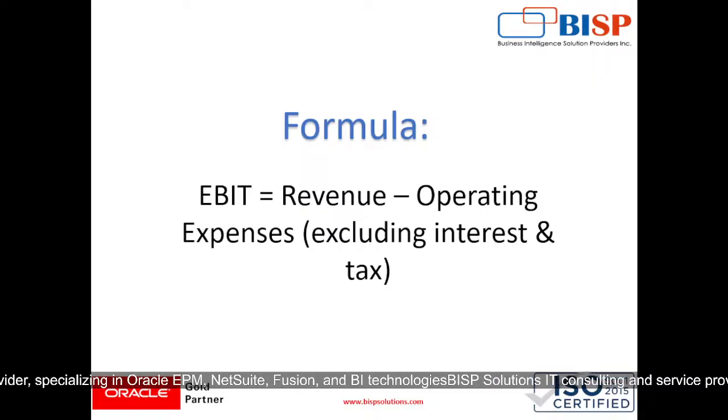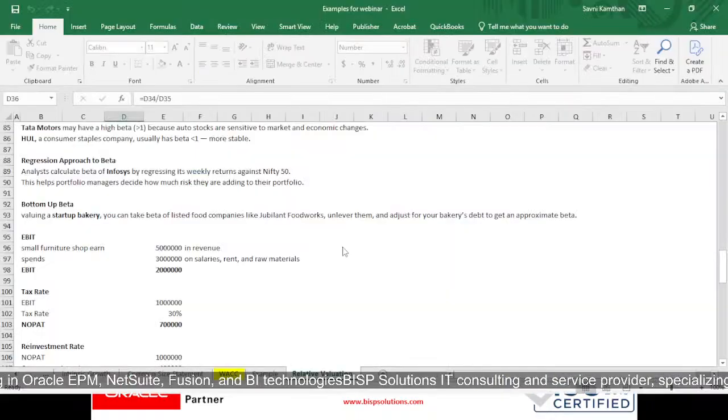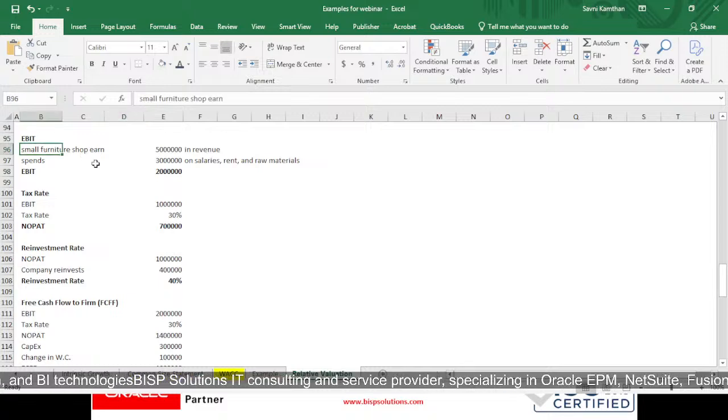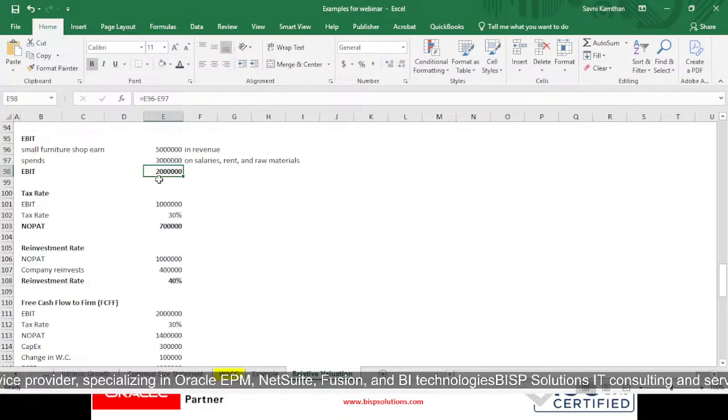So for example, a small furniture shop earns around 50 lakh in revenue and spends 30 lakh in salaries, rent and raw materials. So EBIT will come as we deduct the shop's spendings from its earnings. So we will be getting 20 lakh, right?